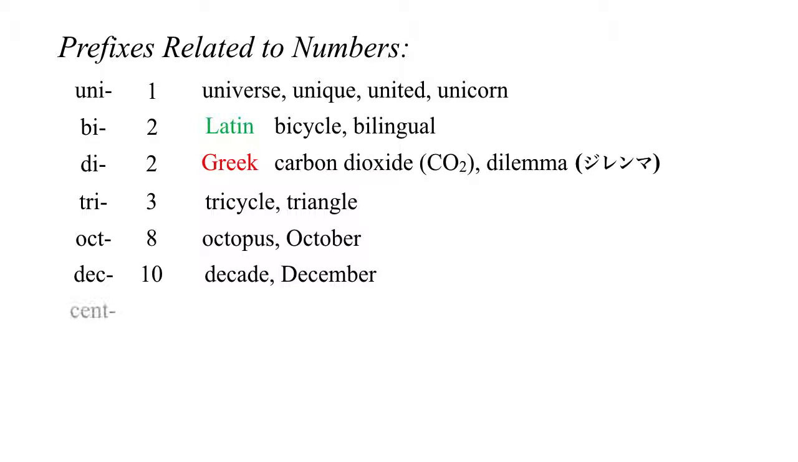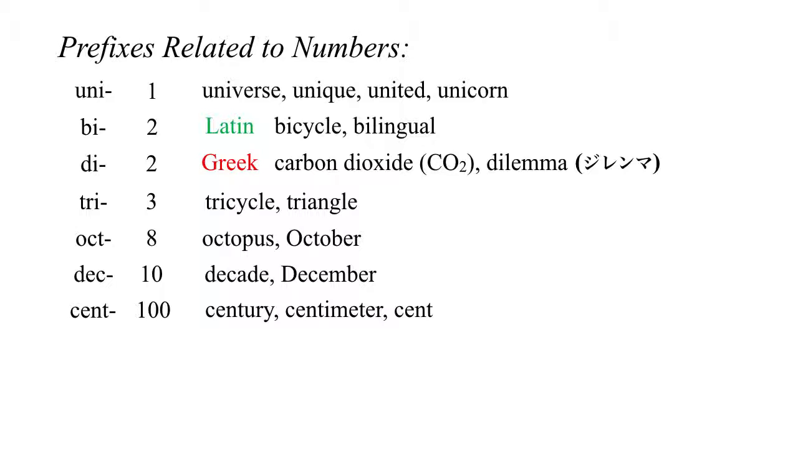Next we have cent, and cent means 100. You can see this, for example, in century, which means 100 years. Also in centimeter, which is 1/100th of a meter. And also, for example, in American or Canadian or Australian money, there are 100 cents in a dollar.